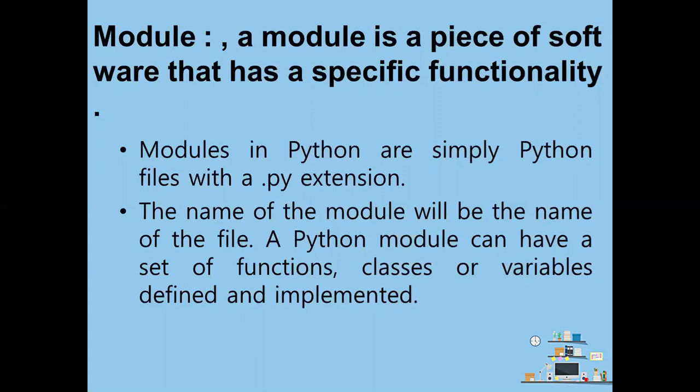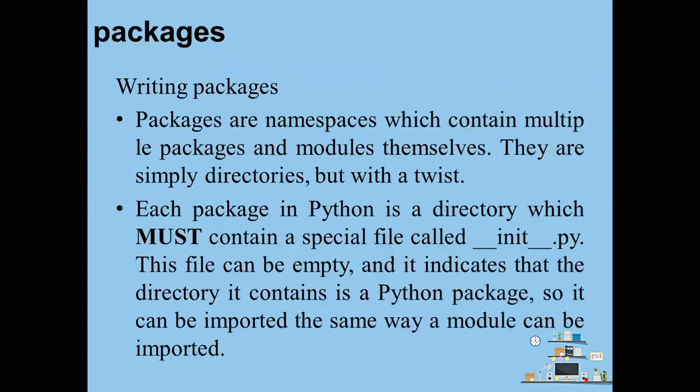So the name of the module will be the name of the file. What is the name of the module? The name of the file is the name of the module. Actually, a Python module can have a set of functions. There may be more than one function inside a Python module. There may be classes also, there may be variables also, which may have previously assigned values. So we can use all these functions and variables in our program.